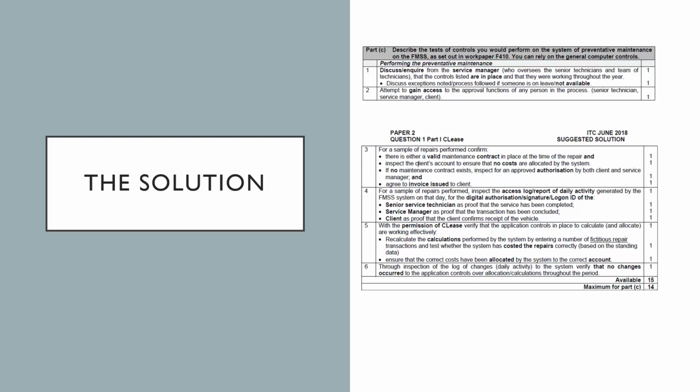We discuss what we do first, and then the second one I'd like to speak about is that we inspect what? The client's account. Why? To ensure that no costs are allocated to the system for the ones that have a valid maintenance contract in place. So yeah, that is it for this video.